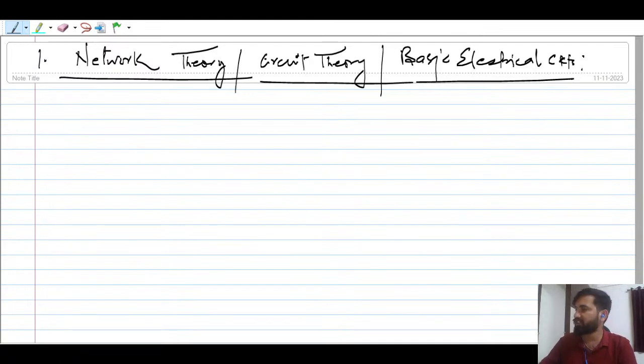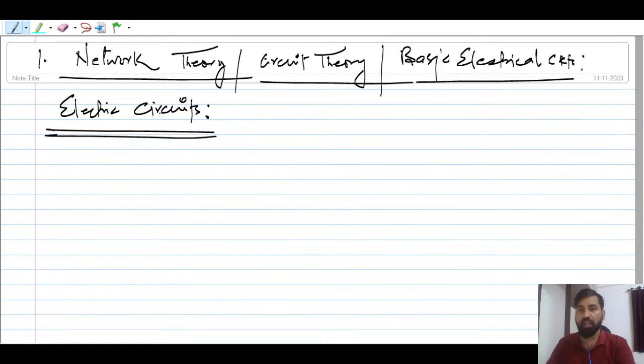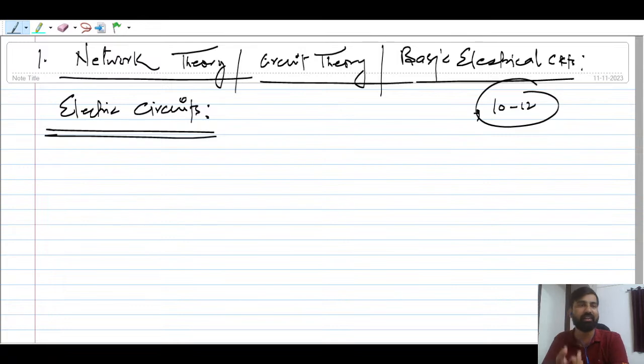The very first question in my mind, or in fact that everybody might have, is: what is this electrical circuit? That you should know. The weightage of this subject is around 10 to 12 marks. But understanding this subject properly will help you to understand the entire analog circuit subject. So 10 to 12 marks you will get, but if you're interested in analog circuits deeply, you should be good at electrical circuits.